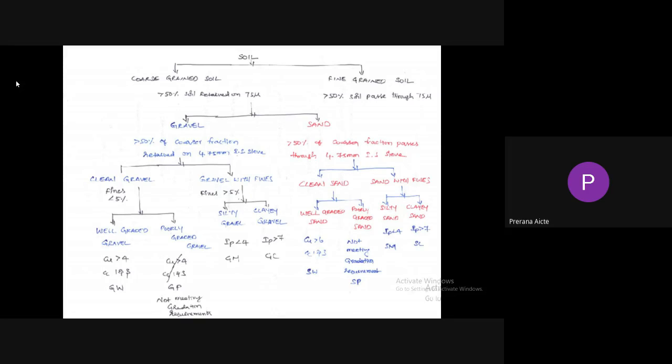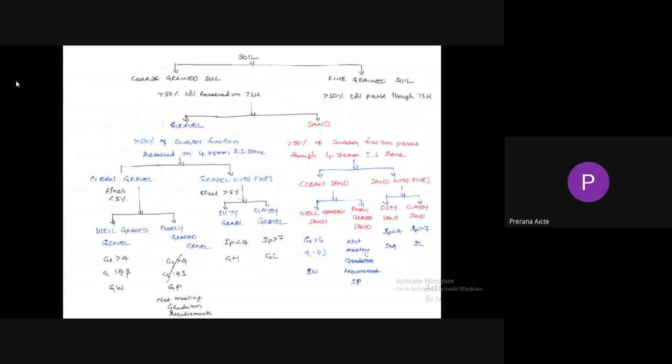Suppose if you get GW, then again check the second one, gravel with fines. Suppose if you get GM, then you need to connect with a symbol, GW hyphen GM. It is called a dual symbol. You need to connect GW hyphen GM. So when fines is less than 5%, clean gravel. When fines is greater than 12%, gravel with fines.